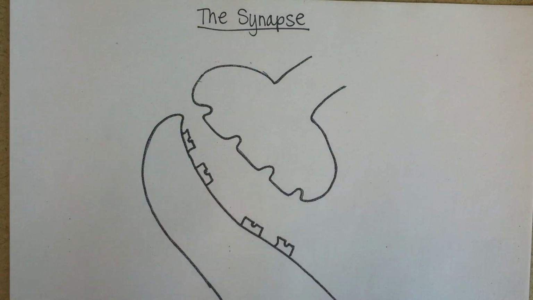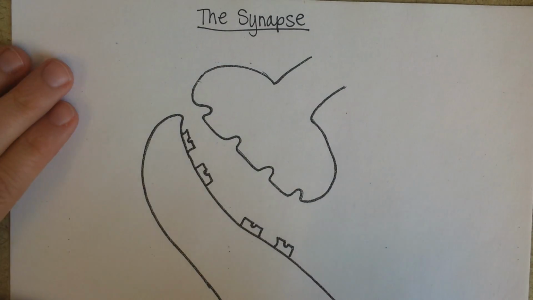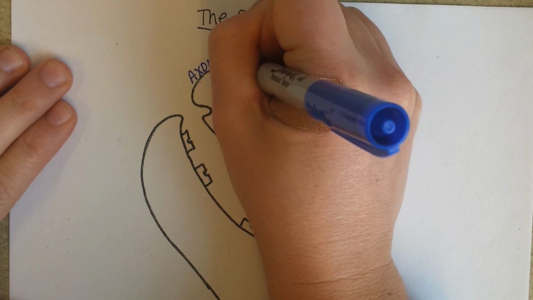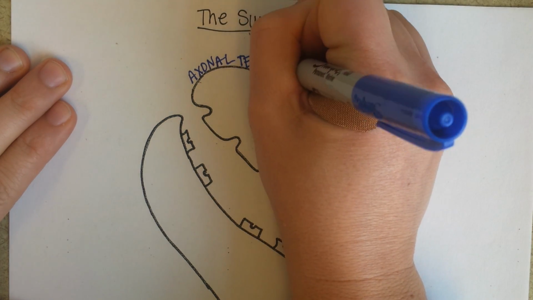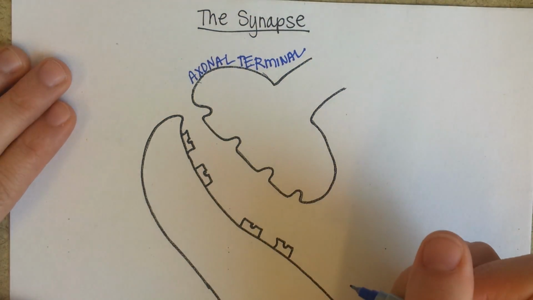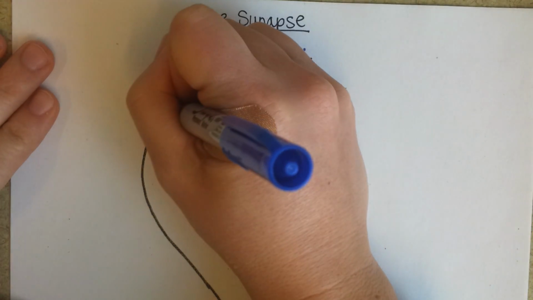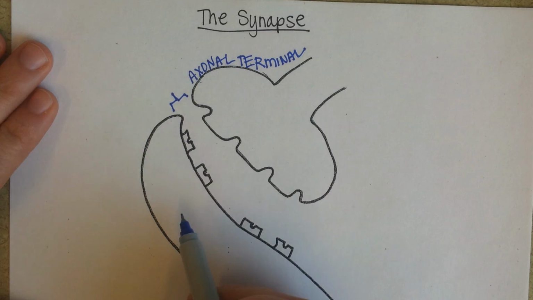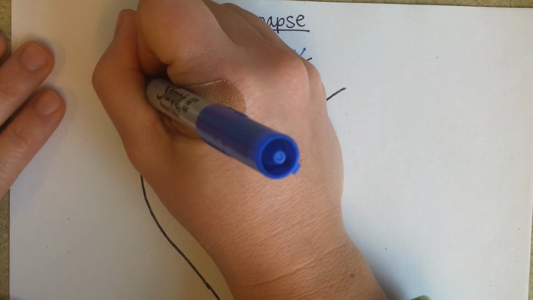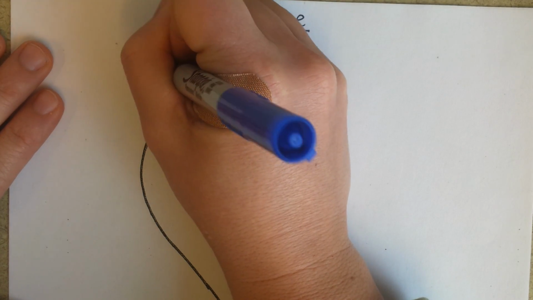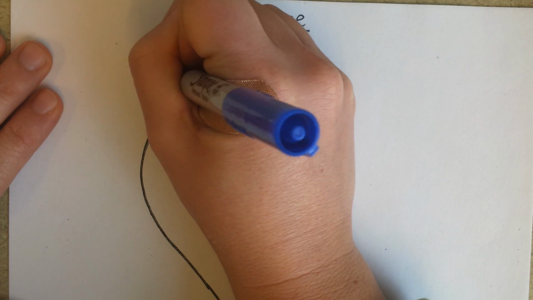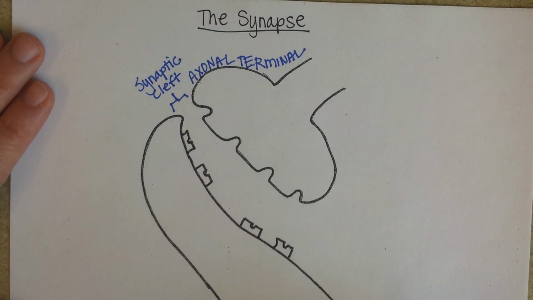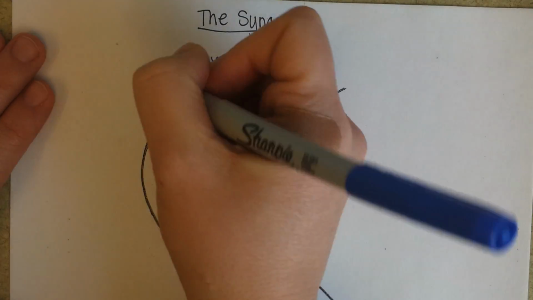So let's use a blue pen to label these. This represents the axonal terminal. This space between the axonal terminal and whatever the target is called the synaptic cleft. And this right here represents the postsynaptic membrane.